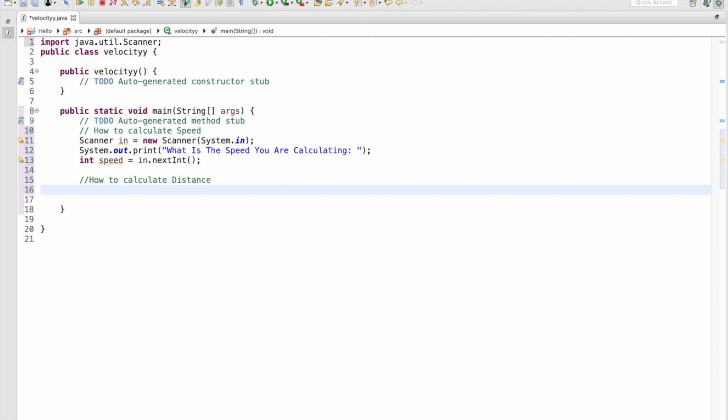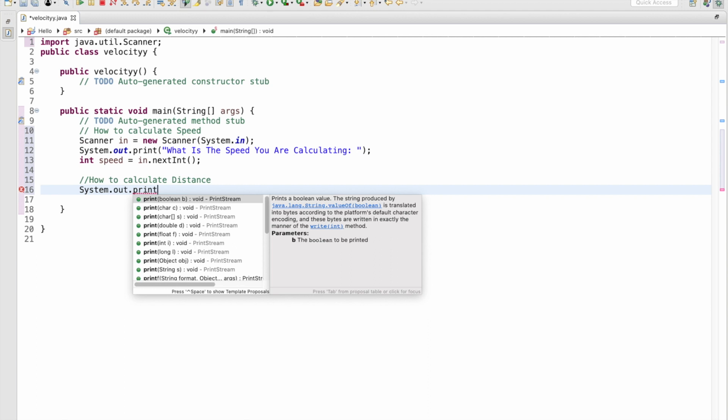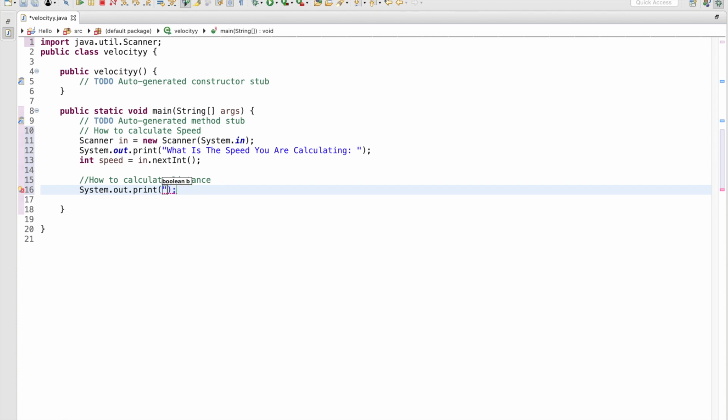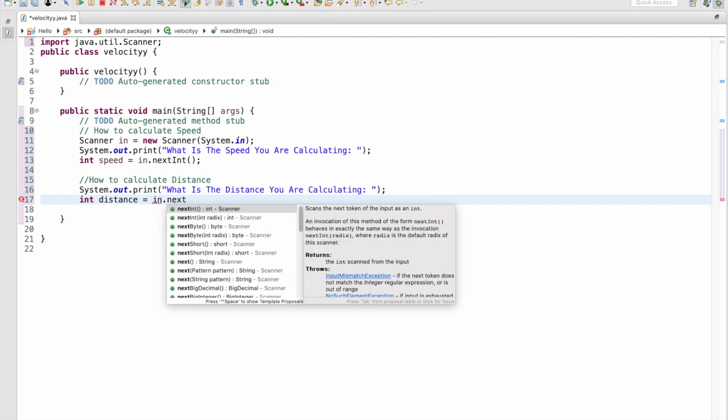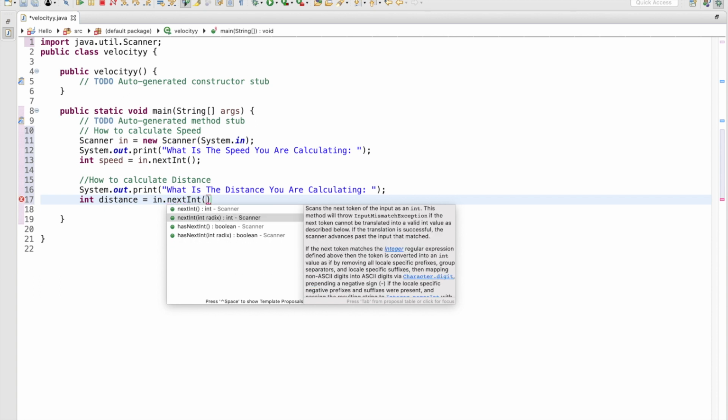You don't even need to close comments in Java, but in other languages you do. In Python you don't need to, but in HTML you do, same thing with CSS. So the next thing I'm going to write is System.out.print, like what I did above, and then in parentheses with quotes, write: please, what is the distance you are calculating? Then colon, space, close it. And then we're going to write int distance equals in.nextInt, capital I for Int, and then close it. And then another semicolon.